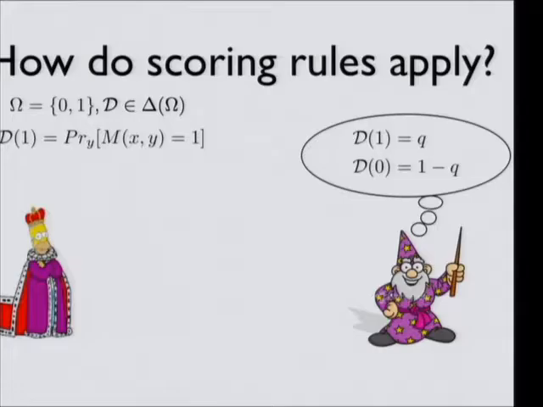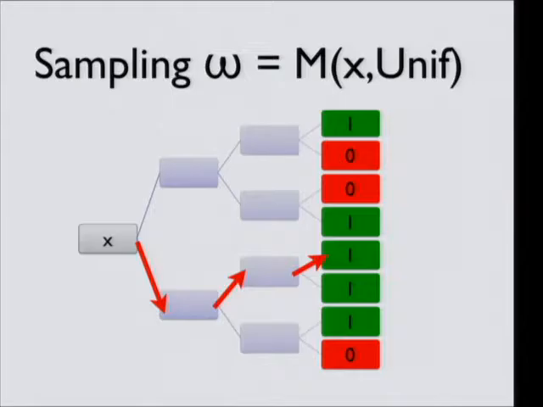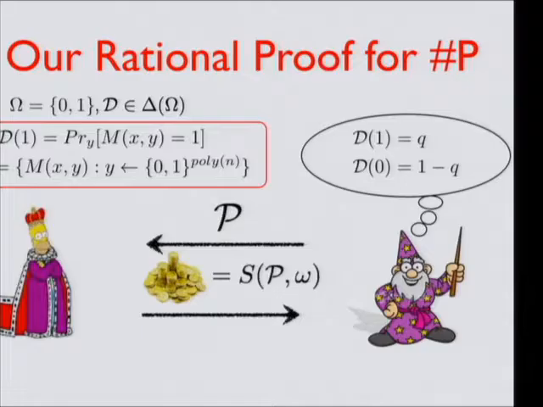But as I said before, and this is going to be important for multiple rounds, we need to have a handle on the truth. Right now, Merlin could say any distribution, and there's no way that Arthur can reward him. We really need a handle on the truth. And for Sharp-P machines, the handle on the truth is going to be this sample that we can take from this non-deterministic machine just by walking down a random path and ending up at either a 1 or a 0.